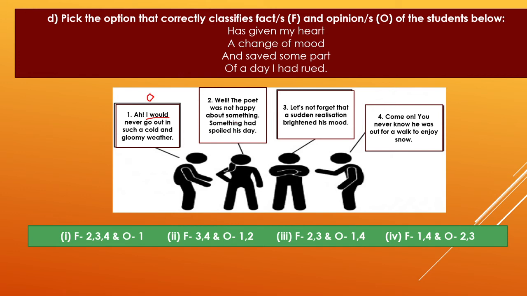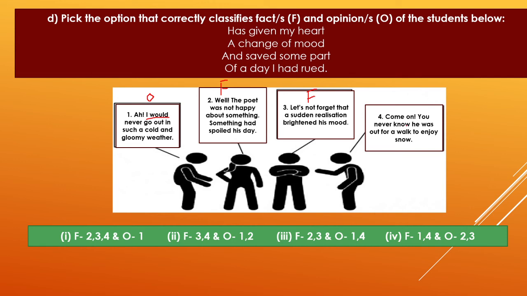Now, second one: well, the poet was not happy about something. Something had spoiled his day. This we know as we have read the poem. So this is a fact. The poet, we know, was not happy in the beginning. Something had happened, something had spoiled his day. Next: let's not forget that a sudden realization brightened his mood. So "has given my heart a change of mood." Again, this is a fact. Something happened and there's a sudden realization that brightens his mood.